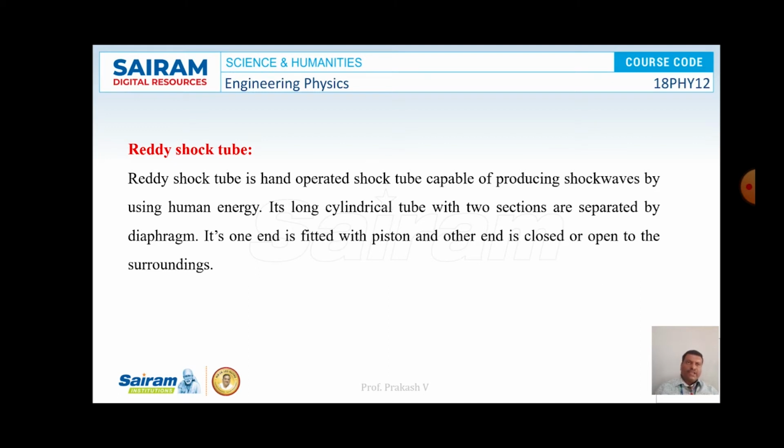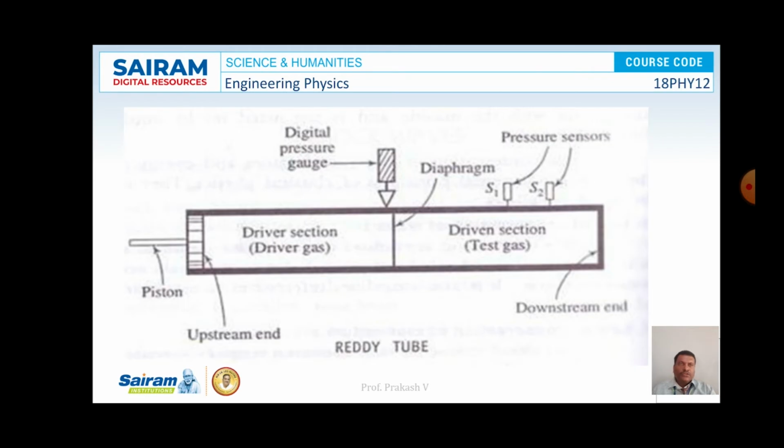The Reddy shock tube is a hand operated shock tube capable of producing shock waves by using human energy. It consists of a long cylindrical tube with two sections separated by a diaphragm. Its one end is fitted with a piston and the other end is closed or open to the surroundings. So this is the construction of the Reddy shock tube. This is a schematic diagram of the Reddy shock tube.